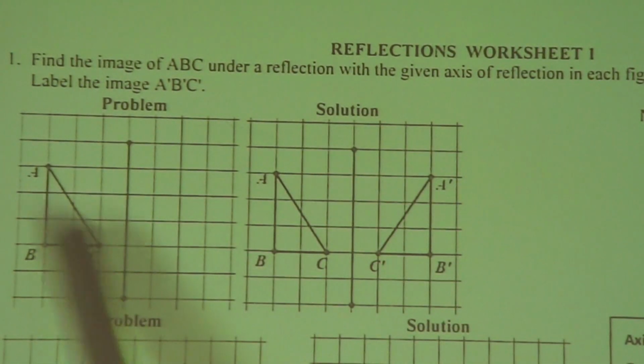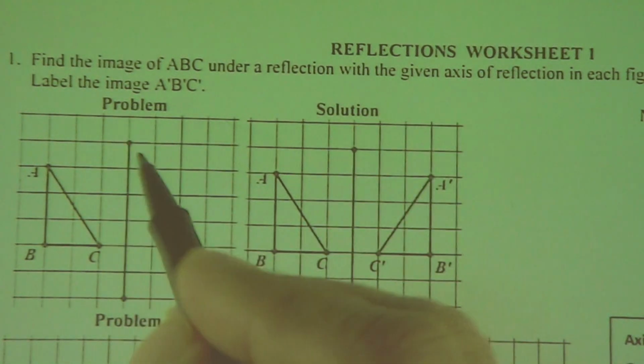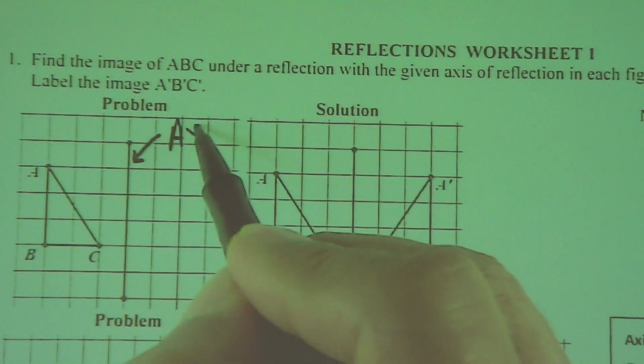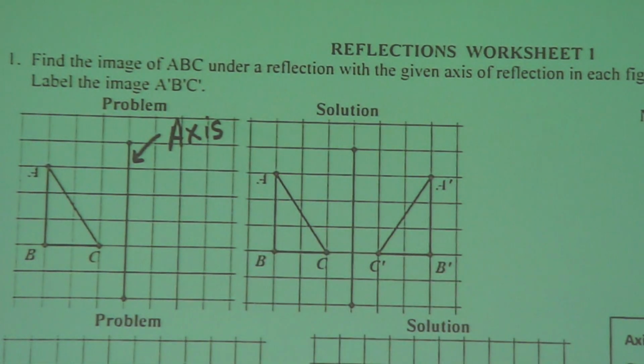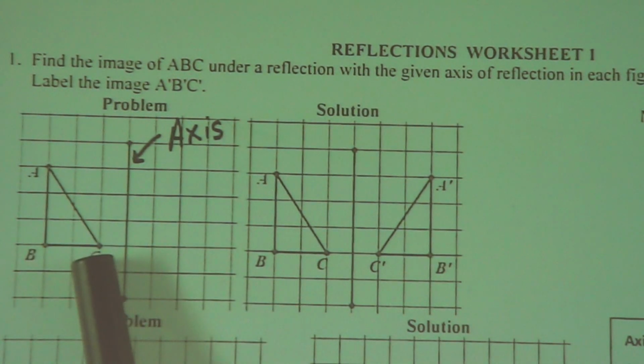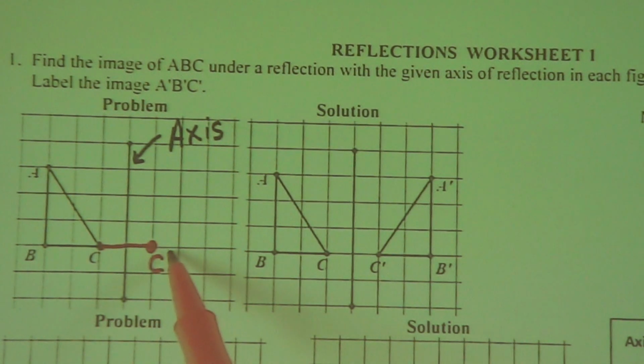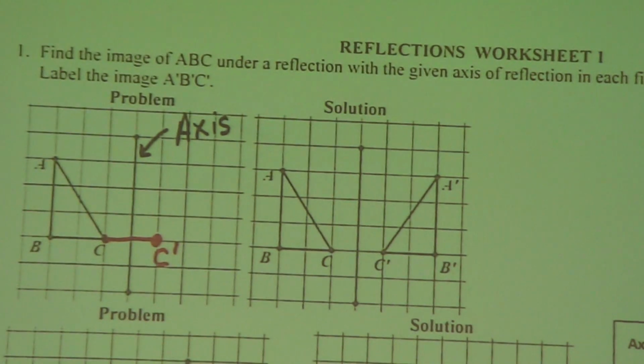Here's the triangle ABC, and here is your axis of reflection. It's like you're standing at point C and you have a vertical mirror. You want to know where your image is. If you're standing at C, your image will be straight across here. This is C, this is your image, and we're going to call that C prime. Notice the answer is right here.